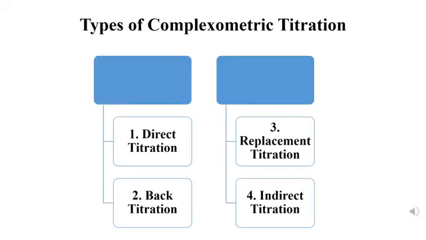There are different types of complexometric titrations, and these types include direct titration, back titration, number 3 is replacement titration, and indirect titration. Later on we will discuss all these types in detail one by one.